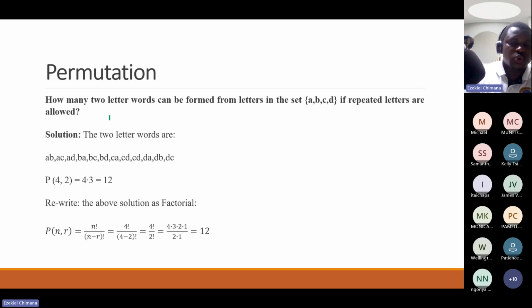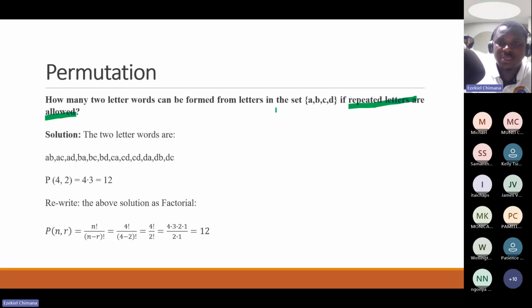So for example, how many 2-letter words can be formed from letters in the set A, B, C, D if repeated letters are not allowed? If you are talking about arranging, then it's a permutation. The set is A, B, C, D, but you are taking only 2 at a time. Here, how many 2-letter words? So it's a permutation, but taking r at a time, and our r here is 2.